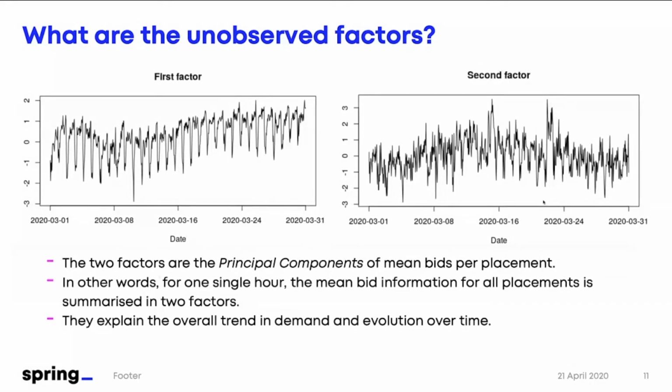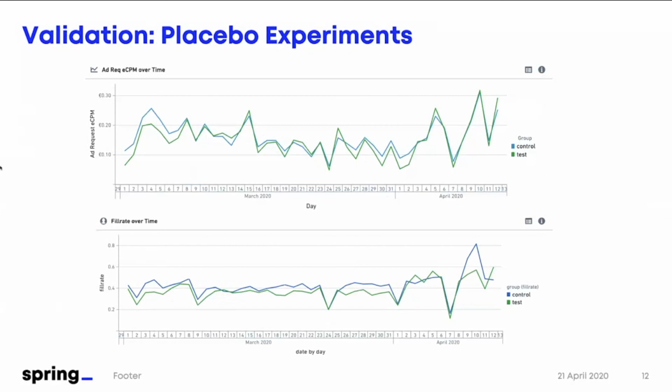So for example, this one on the left, we can see clearly that we have some kind of daily seasonality from the mean bids point of view. But yeah, those are principal components. If you have worked with principal components, you know that it's a bit hard to give a real interpretation of those. But the overall idea is to kind of summarize this trend among placements.